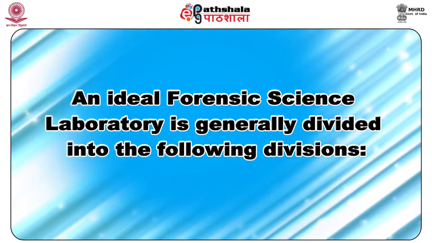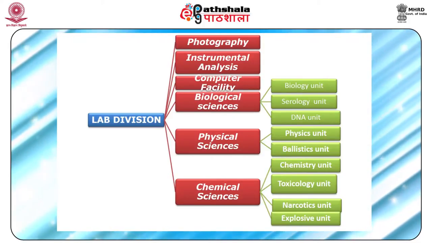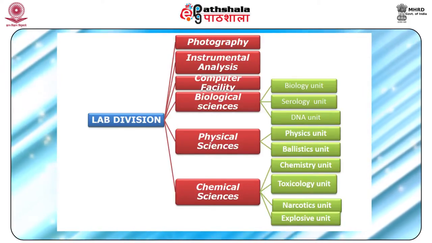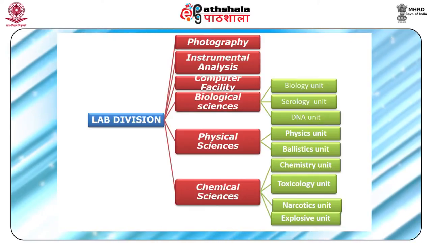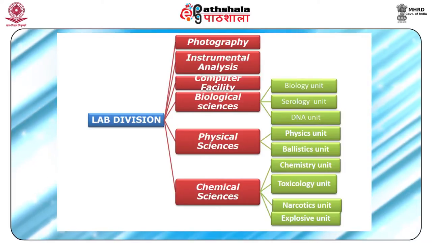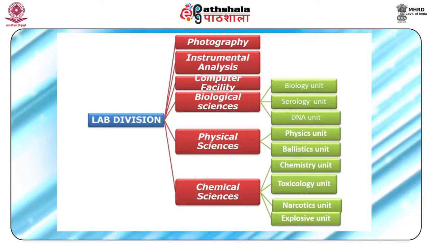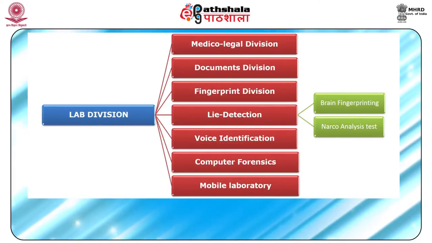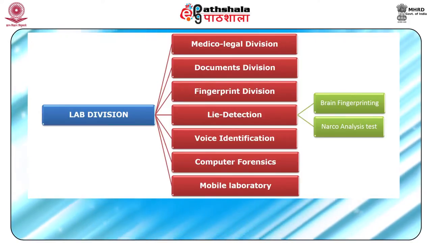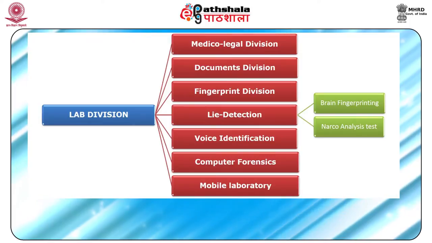An ideal forensic science laboratory is generally divided into the following divisions: photography, which is common for all the divisions; instrumental analysis, which is also common for all the divisions; computer facilities, which are also found in all the divisions; biological sciences, which include the biology unit, serology unit and DNA unit; physical sciences, which include the physics unit and ballistics unit; chemical sciences, which include the chemistry unit, toxicology unit, narcotics unit, and explosives unit. Then there is the medico-legal division, documents division, fingerprint division, lie detection, including brain fingerprinting and narco analysis test, voice identification, computer forensics or cyber crime, and field units or mobile laboratory.